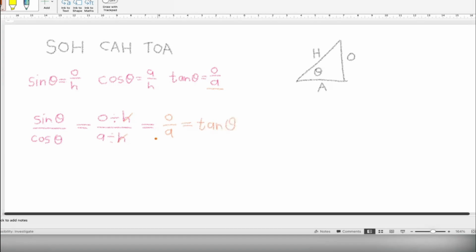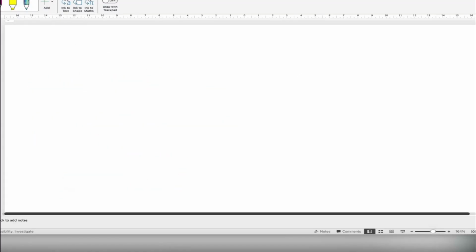So that's where this really simple trigonometric identity comes from. We can say that the tangent of theta is equal to the sine of theta divided by the cosine of theta. And we can see exactly where it comes from. Okay, so this is the first basic trig identity that you need to know. I want you to copy it down. Now, there's another one that's almost as simple. Let's have a look at that one.